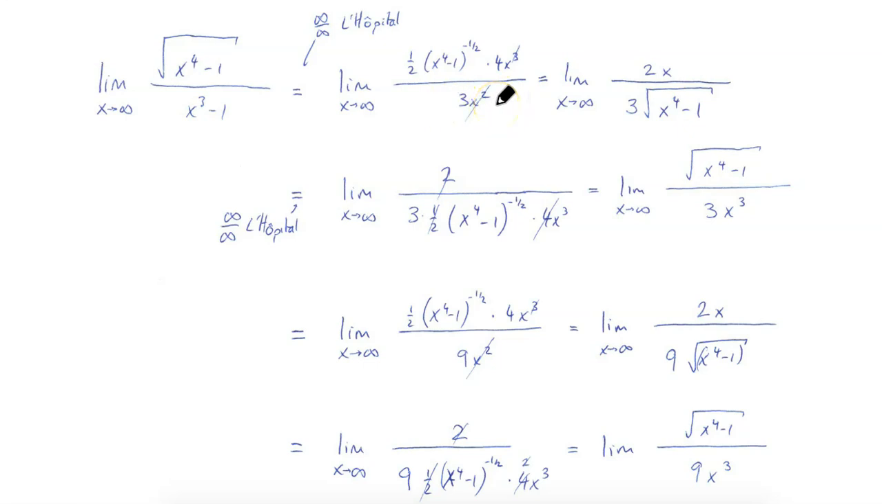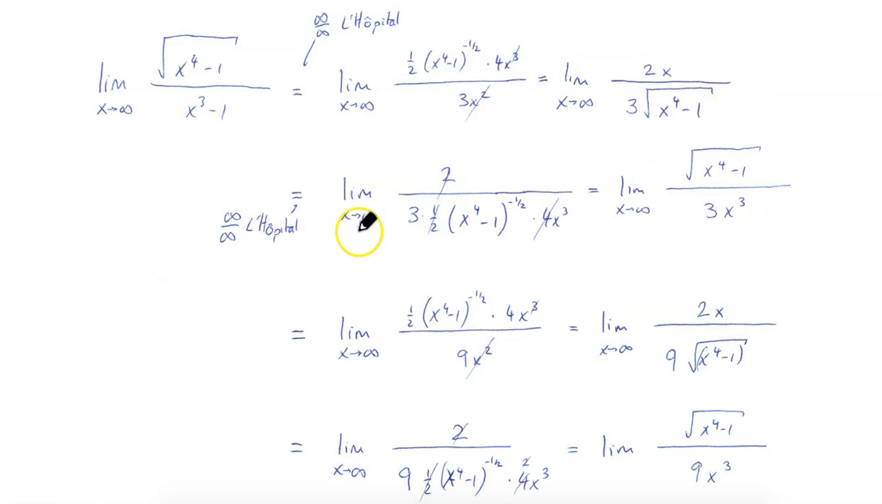A few things cancel out, x cubed and x squared, and then 1/2 times 4 equals 2, and then this part here, the negative, sends it to the denominator, and the 1/2 makes it a square root. So we end up with this expression here, which again is infinity over infinity.